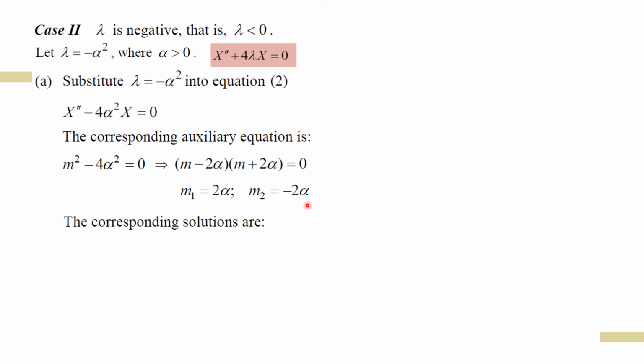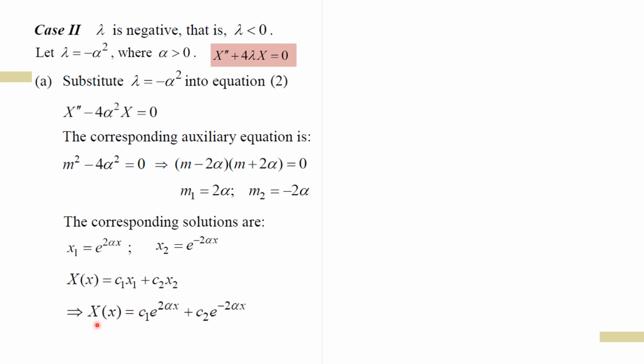Let us now write down the corresponding solutions. The first solution is x1 equals e to the power of m1 x, where m1 is 2 alpha, and the second solution x2 is e to the power of m2 x, where m2 is negative 2 alpha. Therefore the general solution for the function X is X of x equals c1 x1 plus c2 x2, or X of x equals c1 e to the power of 2 alpha x plus c2 e to the power of negative 2 alpha x.